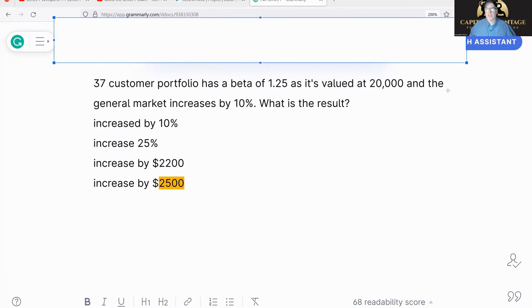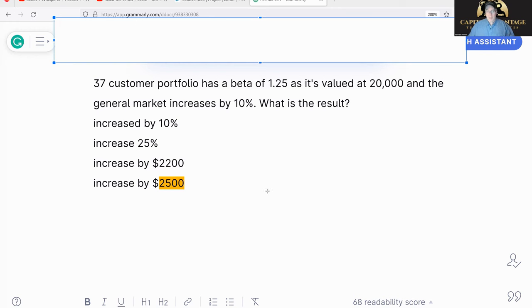Okay, so let's go through this question. It's a little different, but it's the same theory. A customer portfolio has a beta of 1.25 and it's valued at $20,000. The general market increases by 10%. What's their general result? So this is super easy. You can literally multiply beta times anything here. So you could do 10% times 1.25, right? 10% times 1.25 equals 12.5%. 12.5% of 20 grand. 20 grand times 0.125 is 2,500. So that's the answer.